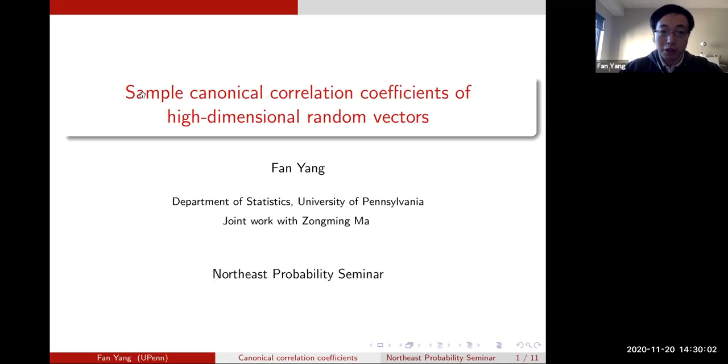Today I want to talk about the sample canonical correlation coefficients of high-dimensional random vectors. This is joint work with Professor Zongming Ma at the University of Pennsylvania.